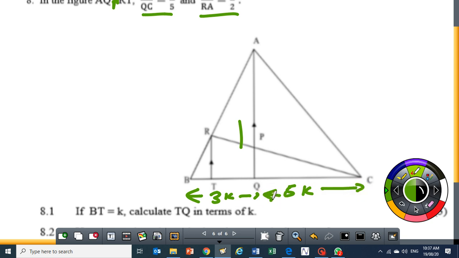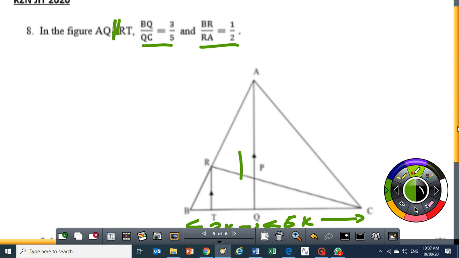Then we have another ratio, which is BR over RA is equal to a half. So I need to introduce a second constant. My BR is this one here. I can introduce maybe Y or X here, so let me call it Y. My BR will be Y. My AR will be 2Y. Once you do this, it will make things easier as you move forward.